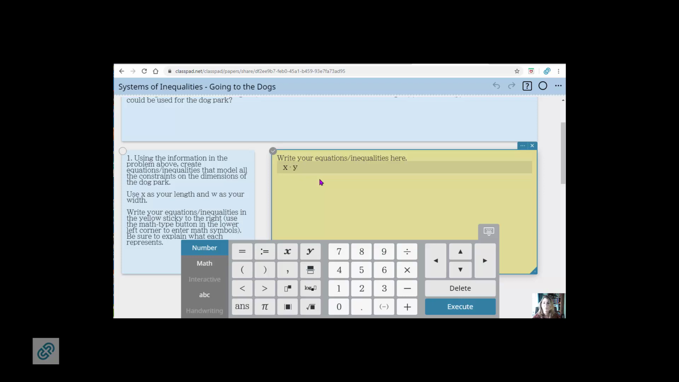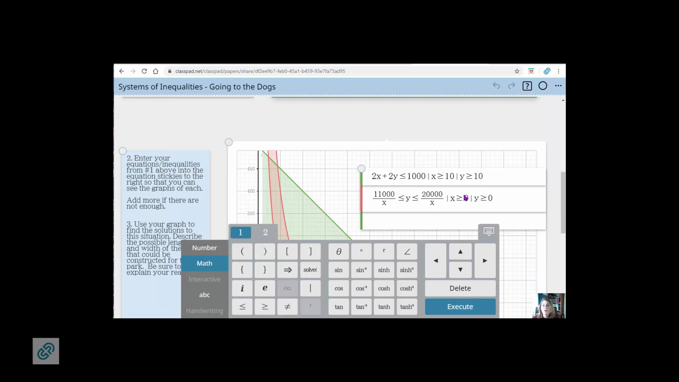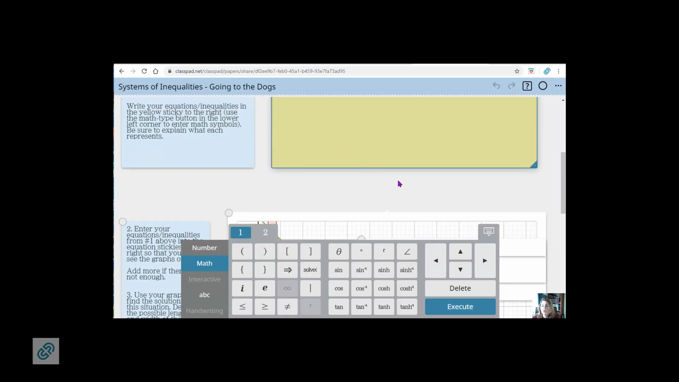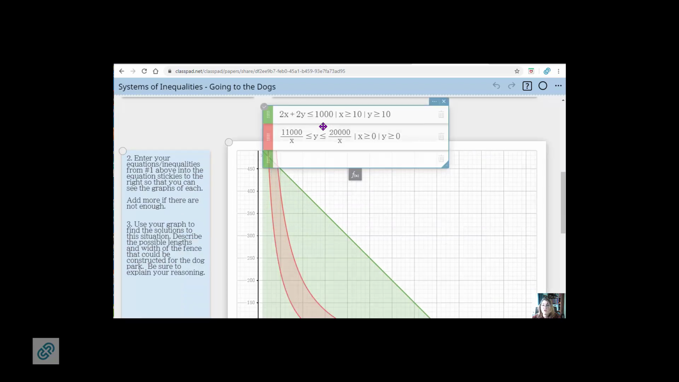x times y has to be between 11,000 and 20,000, right? But when they go to try to graph this, this is going to cause an error right here. So they basically have to solve it for y. So that's where this equation right here is coming from. So they're going to write their parameters with their constraints, and then graph them and try to see the possible solutions in the graph.